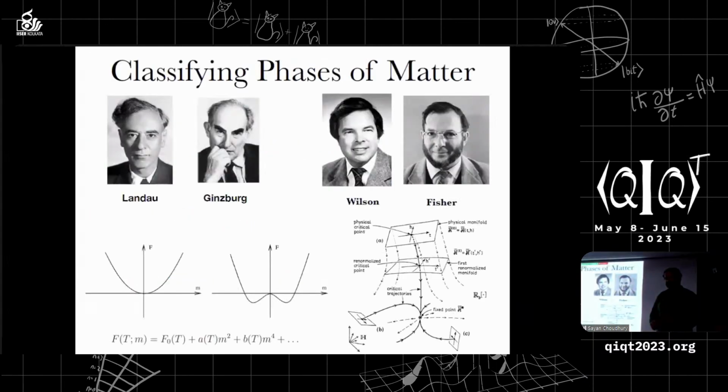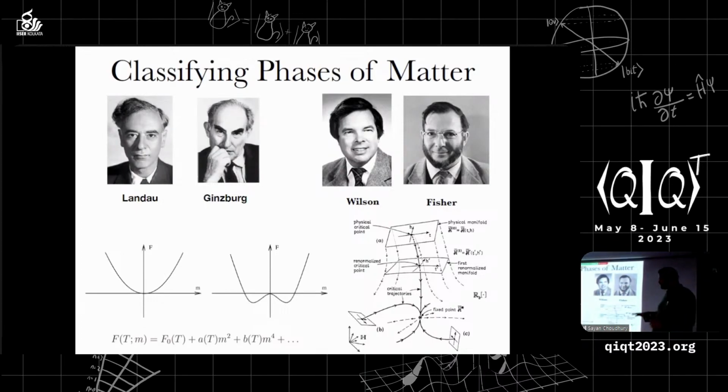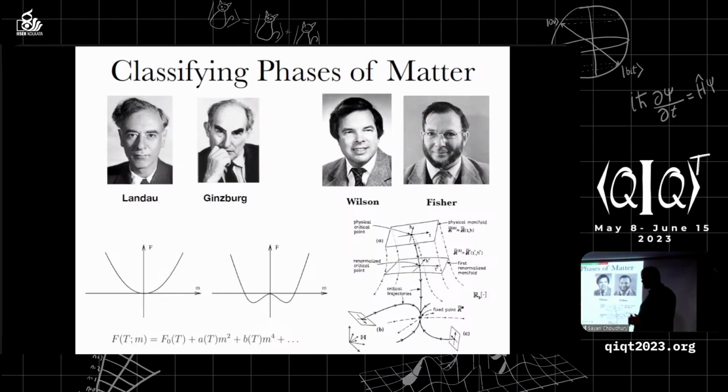Floquet time crystals go back to this very old question of how does one classify phases of matter. The first insight into the classification of phases of matter comes from Landau and Ginzburg's idea of spontaneous symmetry breaking, that you classify a phase of matter by the symmetry that it breaks. So if you have a solid, it breaks the translation symmetry and so on. And these ideas were taken forward by Wilson and Fisher, who came up with the renormalization group ideas to actually classify these phases of matter.